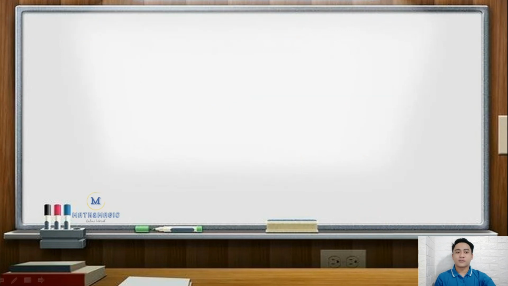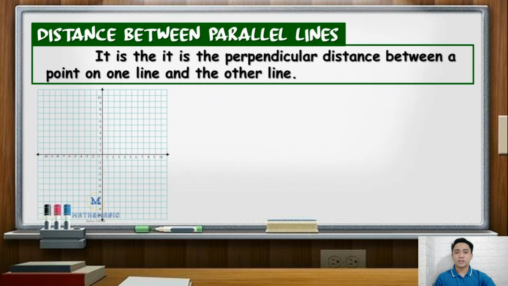Moving to the third distance formula, this is used when determining distance between two parallel lines. Take note that the distance between two lines in the plane is the shortest distance of any two points on the lines. Moreover, the distance between intersecting lines is zero since the shortest distance is located at the point of intersection and that is zero. Meanwhile, for parallel lines, it is the perpendicular distance between a point on one line and the other line.